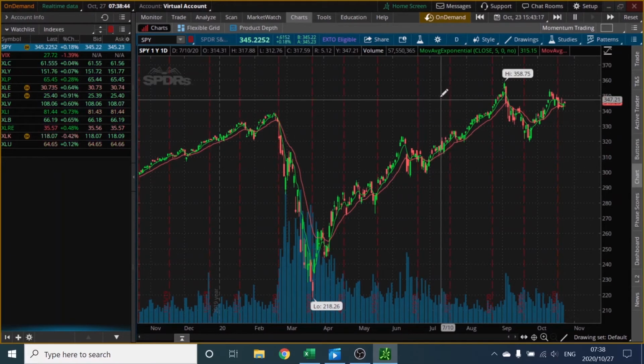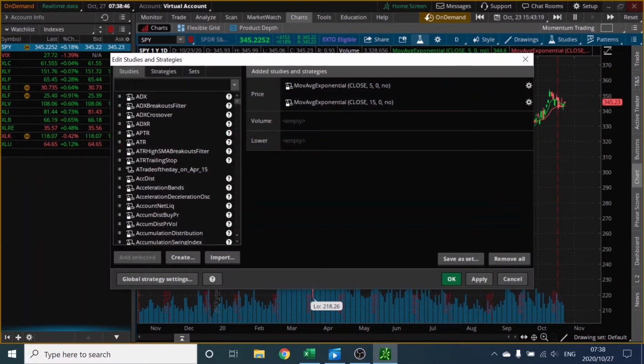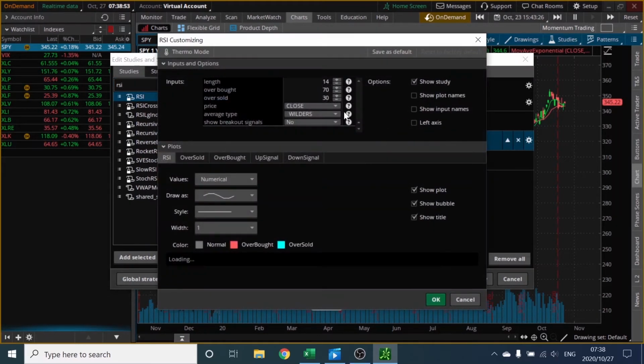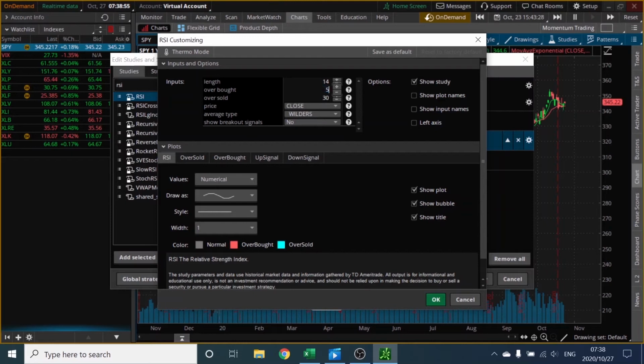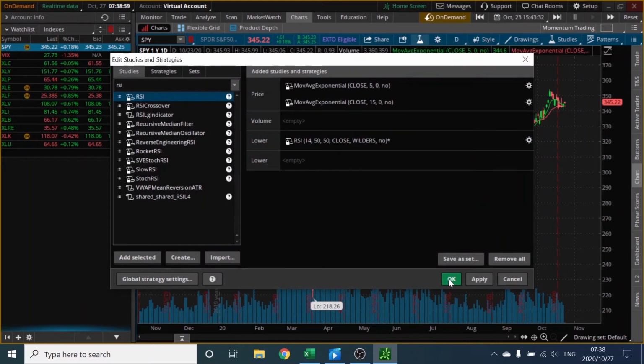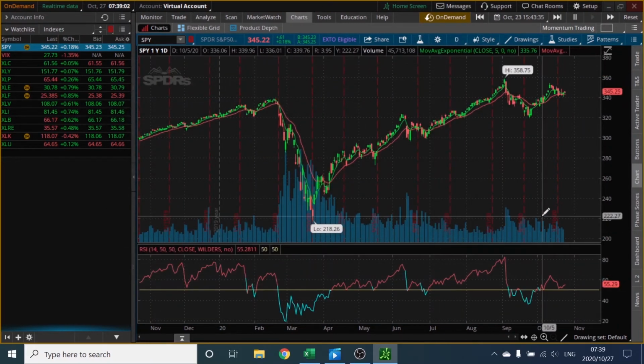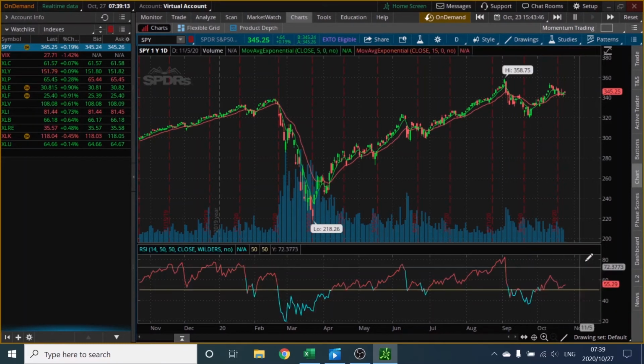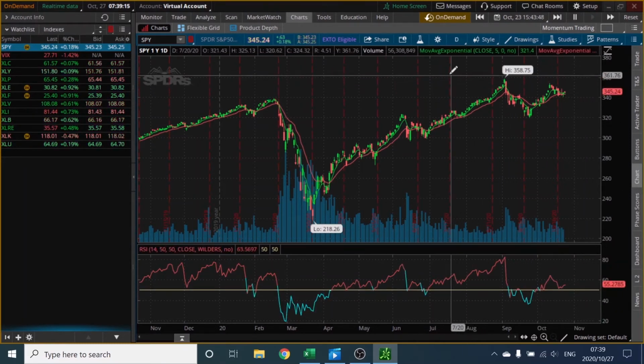Next, let's add the RSI. Click on the beaker icon and again under the study search for RSI and double click. Click on the cog and change the overbought setting to 50 and the oversold to 50. Click OK and OK. I use the RSI to look for momentum. So if the RSI is over 50, I consider this bullish momentum, and if it's below 50, then it's bearish momentum.